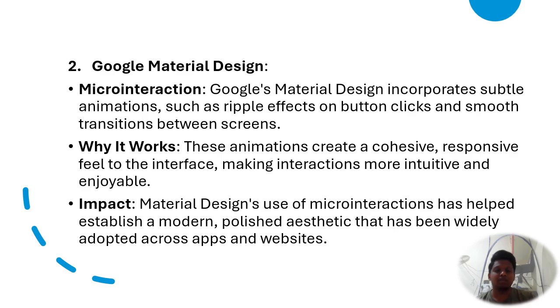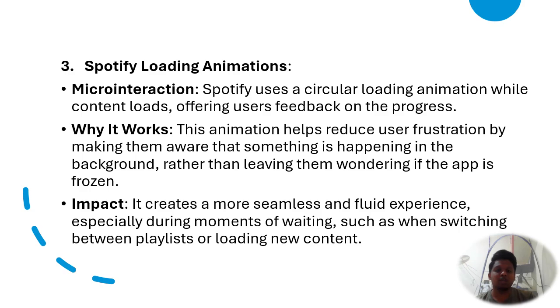Next is Google Material Design. Google Material Design incorporates system elements such as ripple effects on button clicks or smooth transitions between screens. How it works: the animation creates a responsive feel, making interaction more intuitive and enjoyable. Impact: Material Design's use of micro interactions has helped in establishing a model and polished aesthetic that can be widely adopted across apps and websites. Next is Spotify's loading animation.